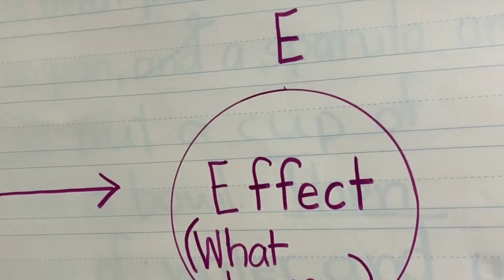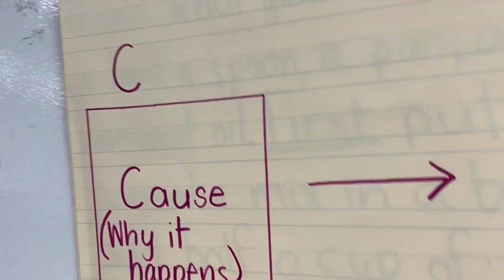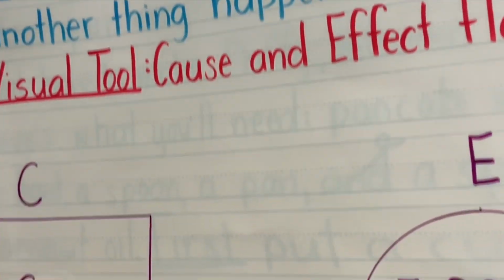Let me show you. For cause and effect, they draw a circle with the effect, and then they do the square with the cause, and I tell them fill out the effect first and then the cause next.